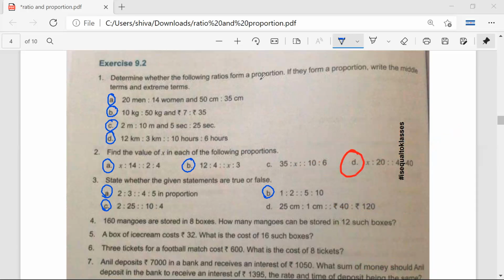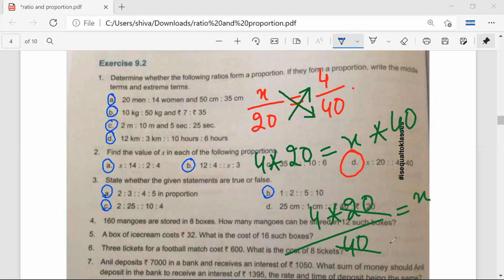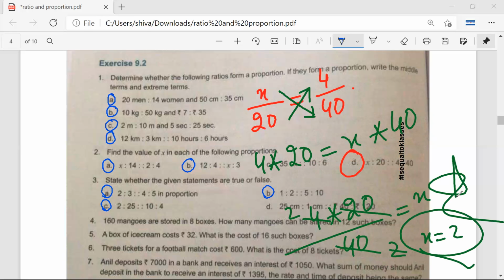Okay. D part. x upon 20 is equal to 4 upon 40. Then 4 into 20 is equal to 40 into x. 40x is equal to 4 into 20, so x is 4 into 20 upon 40. My answer is 2. Mr. Sarthak, any doubt?